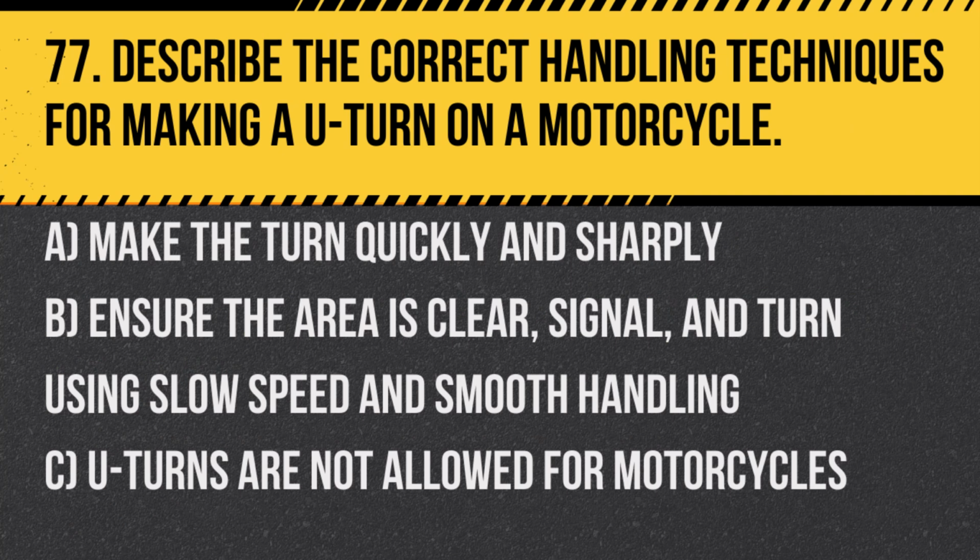Question 77. Describe the correct handling techniques for making a U-turn on a motorcycle. A. Make the turn quickly and sharply. B. Ensure the area is clear, signal, and turn using slow speed and smooth handling. C. U-turns are not allowed for motorcycles. Answer: B. Ensure the area is clear, signal, and turn using slow speed and smooth handling. This technique ensures safety and control during the maneuver.